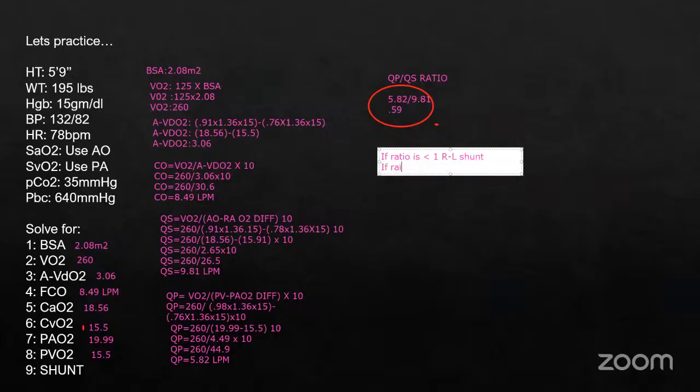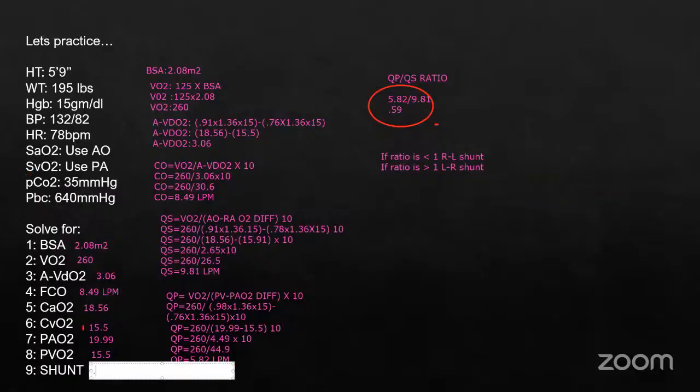If the ratio is larger than 1, then you have a left to right shunt. So what can we determine on this shunt that we have here? Well, we can determine that this is a right to left shunt because it's less than 1. So here you are going to write 0.59, and it's going to be a right to left shunt. That will be your answer there.